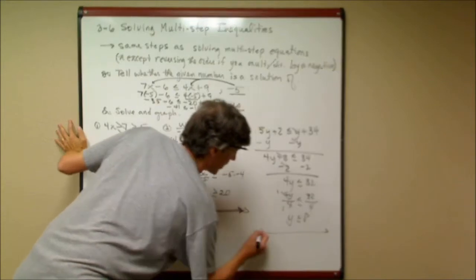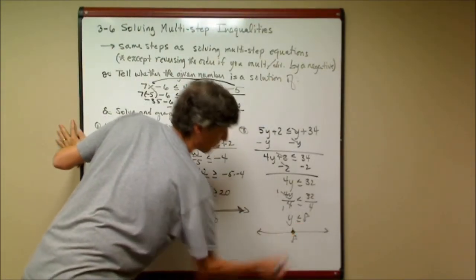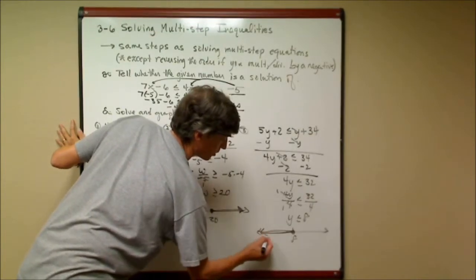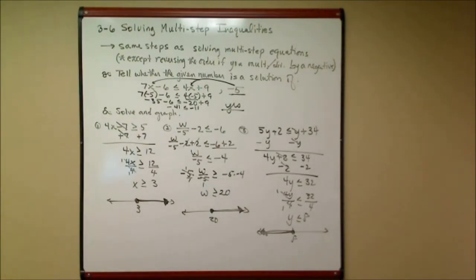I draw my number line here, I put the 8. Because of the equal to, I want to include the 8 as part of my solution, and because it's less than, I want the value smaller. Again, the variable is on the left side. It looks like it's pointing to the left. I shade to the left.